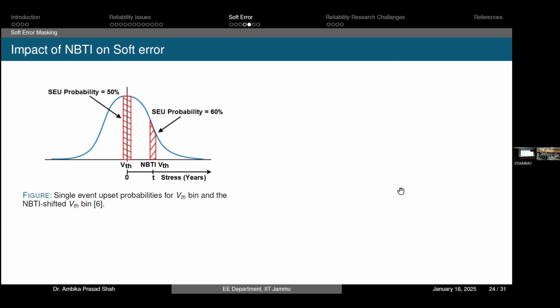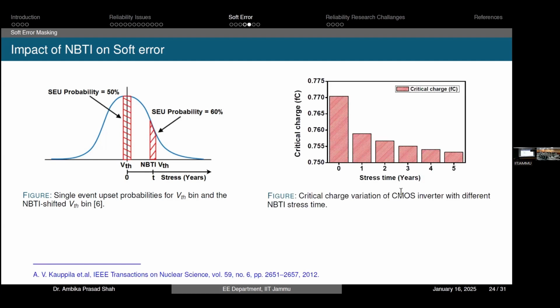So let us assume we have made it, but because of these changes, their susceptibility will be less, and that can create a problem. Okay, so here is one simple relation: at stress time 0, you have some critical charge, and this will keep on reducing with time. What it means is soft error upset probability will be higher. Okay, so this is what the relation is.